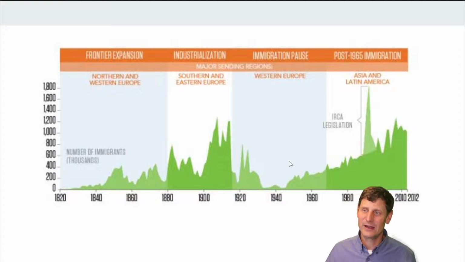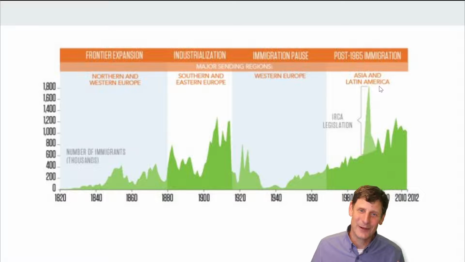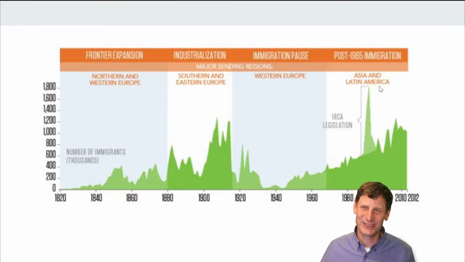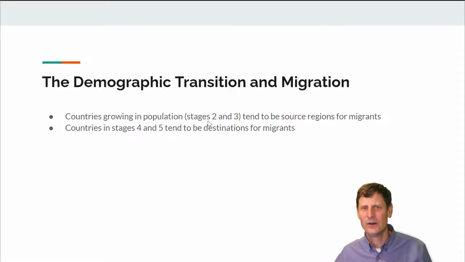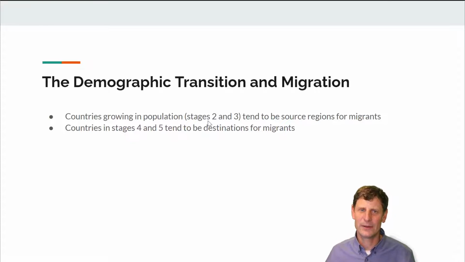And that was the way it continued because of quotas restricting migration from elsewhere until the quota laws were revised, and then migrants from Asia and Latin America, which were undergoing rapid growth due to the demographic transition, were then welcomed into the United States. So the point being that countries that are growing rapidly, that is, if they're late stage 2 or in stage 3, so they have rapid population growth, they tend to be the source regions for migrants. Not always, but very often.